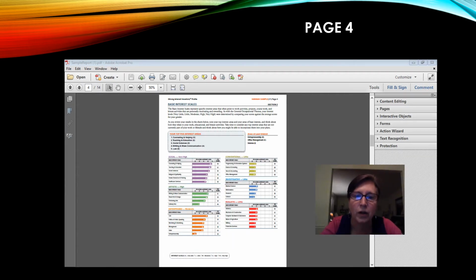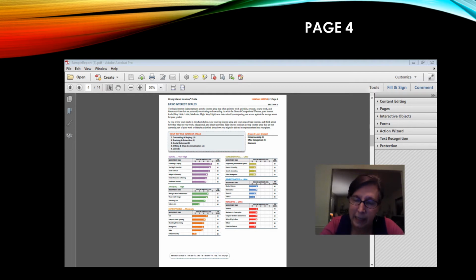On page 4, you will see a breakdown of what are called the basic interest scales. As you can see from the example, it is in the same order as the previous page, with social coming first, and then as you go on down, they're in the same order. I want you to look at the breakdown. This is actually breaking down each category. So you can see social broken down into about 6 different categories, and the others as well.